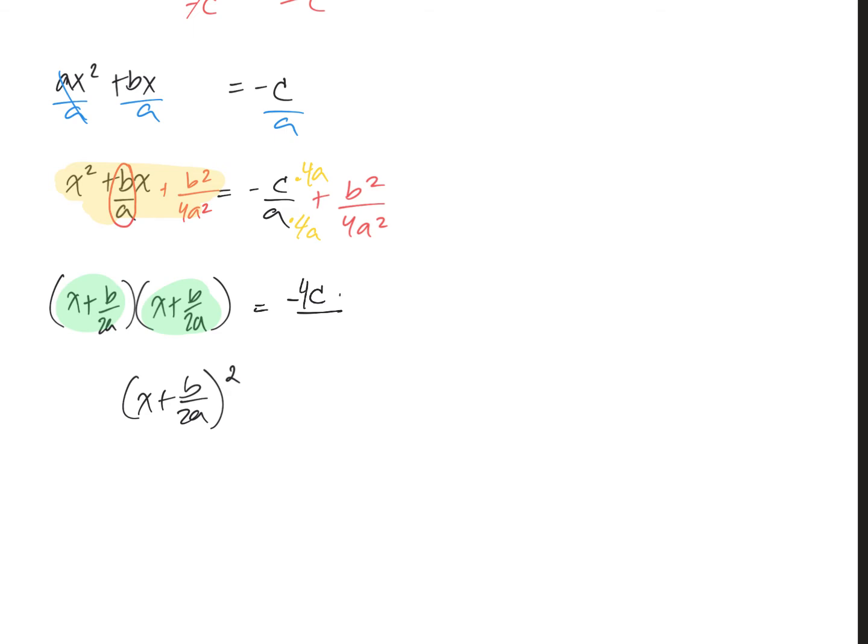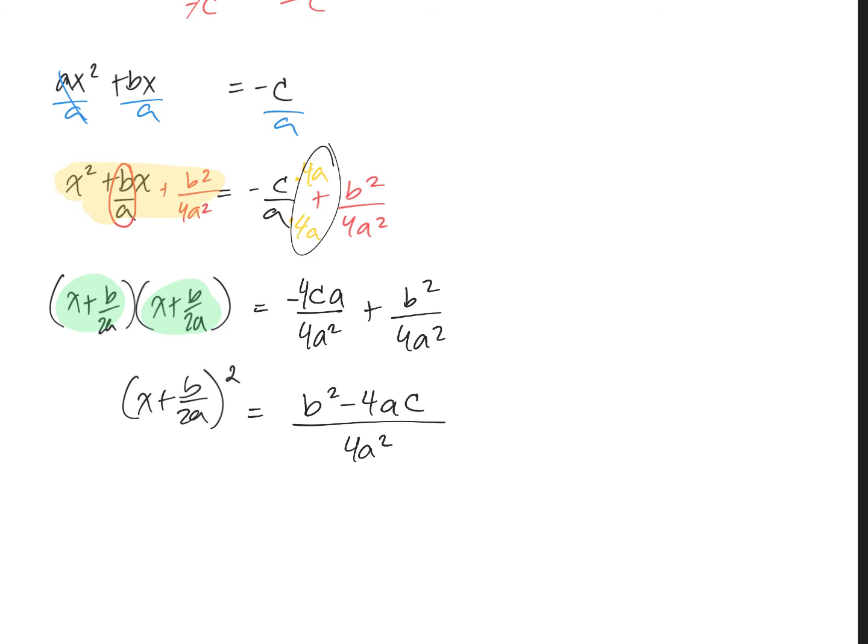That'll be 4ca over 4a squared plus b squared over 4a squared equals b squared minus 4ac all over 4a squared. On that one side, we added those fractions. Once again, what did we do? We built up the fractions and then we added them. Mini break. Okay. We're still solving for x, following the completing the square concept.